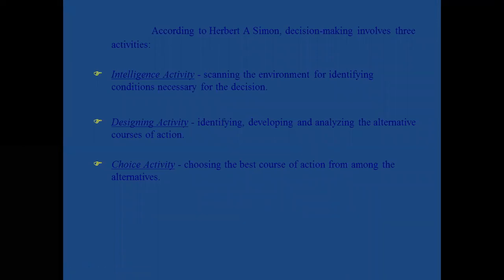So scanning the environment for identifying conditions necessary for the decision. The designing activity: identifying, developing, and analyzing the alternative courses of action. And the choice activity: choosing the best course of action from the available alternatives.